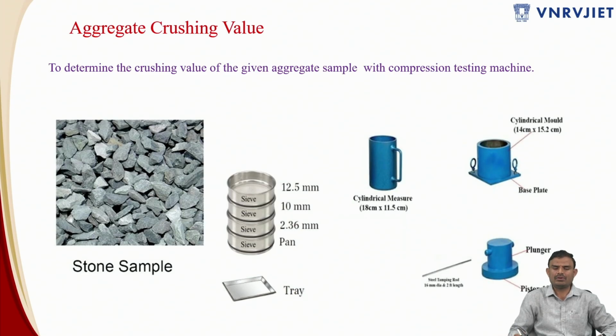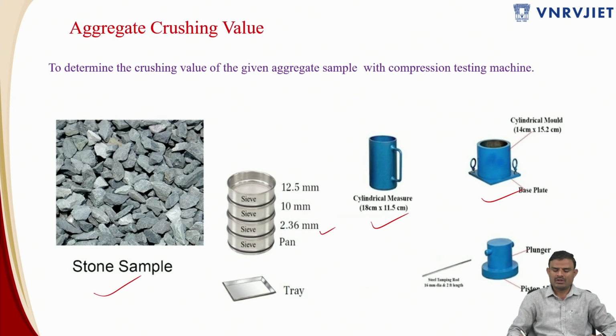The aim is to determine the crushing value of the given aggregate sample with the compressive testing machine. The apparatus required is the aggregate stone sample along with a set of sieves, a 12.5 mm sieve and a 10 mm sieve. The aggregate passing through the 12.5 mm sieve and retained on the 10 mm sieve has to be collected. After testing, you need a 2.36 mm sieve along with the pan, and a cylindrical measure to measure the amount of aggregate to be considered for testing, along with the cylindrical mold used for testing the aggregate in the compressive testing machine, and the plunger which is placed on the cylindrical mold.